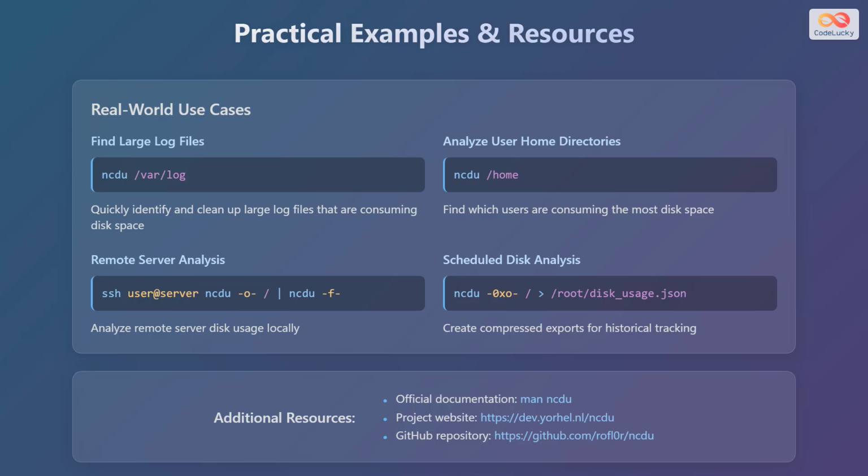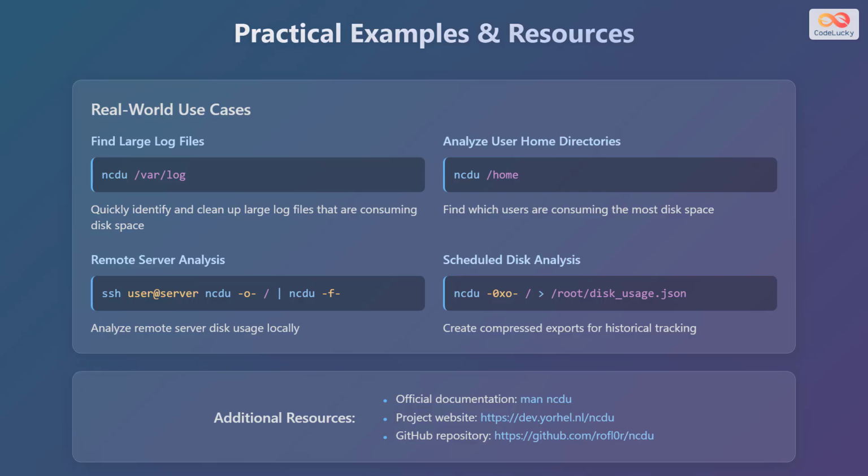Here are some practical examples of how to use ncdu in real-world scenarios. To find large log files, use the command ncdu /var/log. This will quickly identify large log files that are consuming disk space. To analyze user home directories, use the command ncdu /home. This helps you find which users are consuming the most disk space.